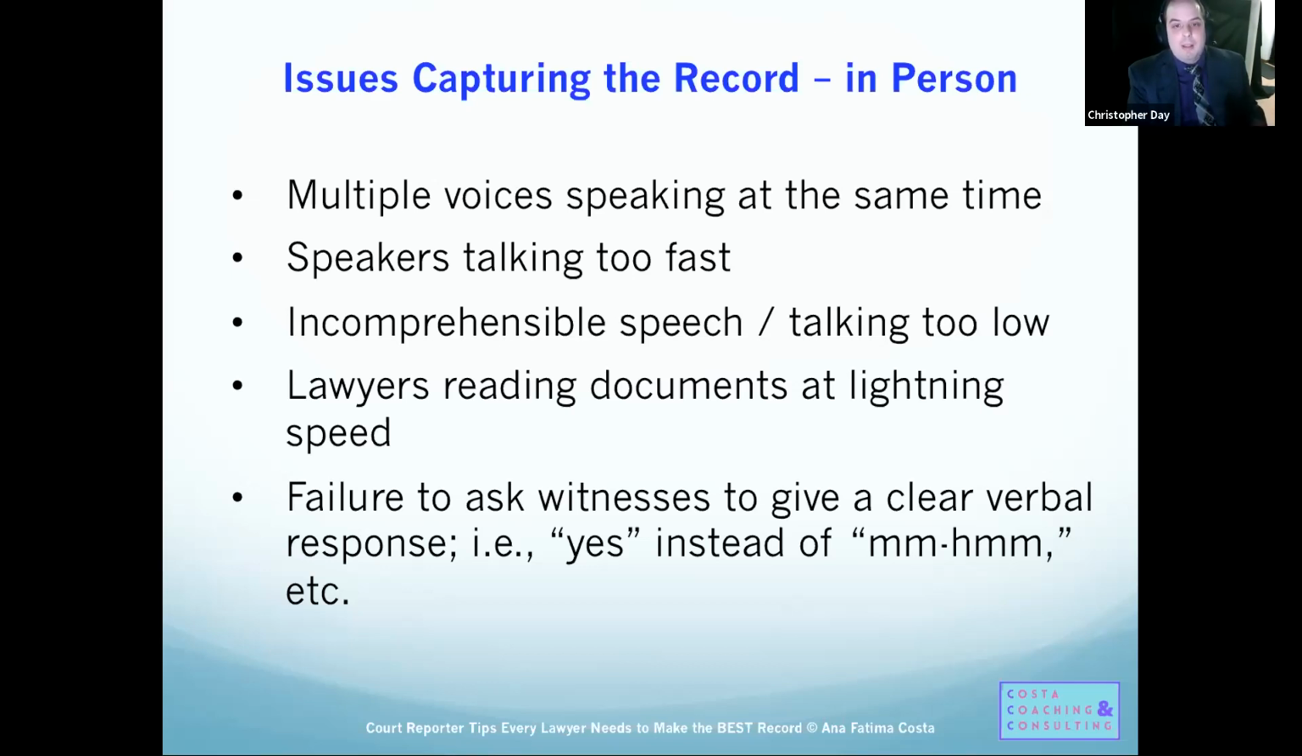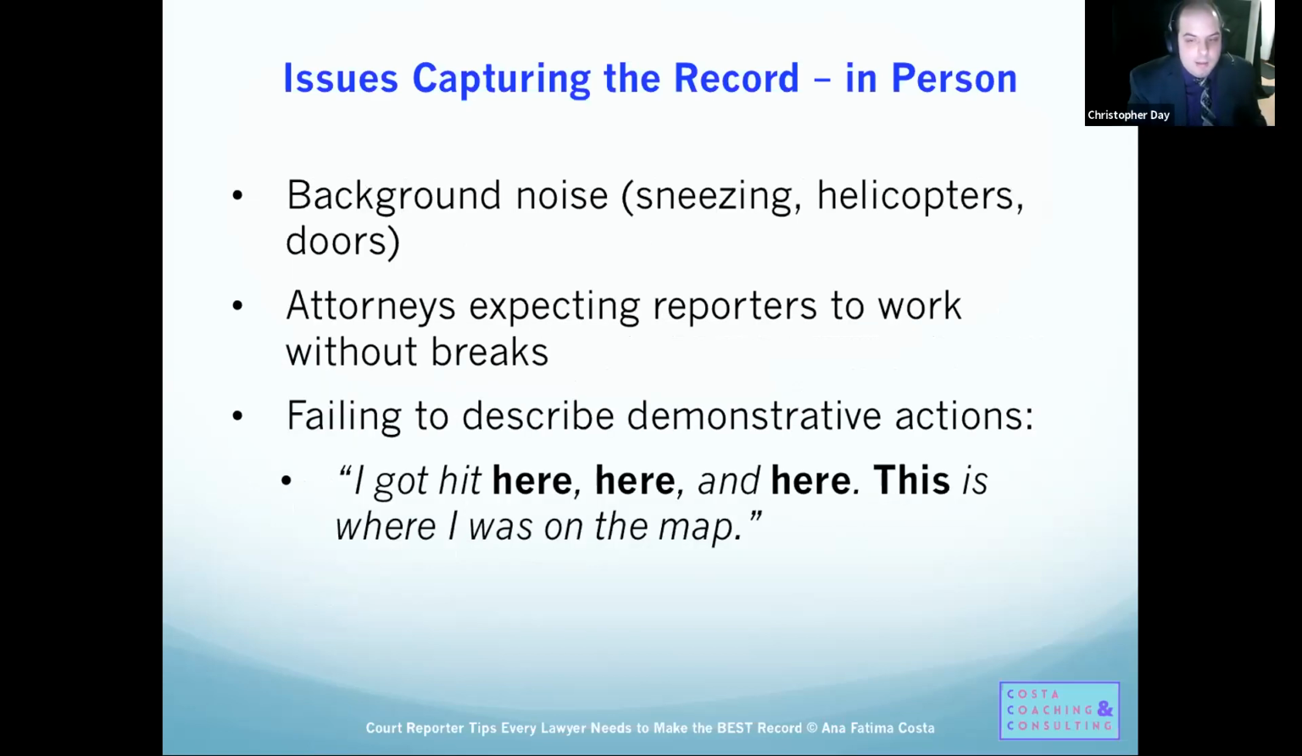Also, ask people to give clear answers, because if you get something unclear, it can make the record very unclear. And so everybody in the room will know what happened, but it can be unclear when people go back to read it. And someone else from your firm who wasn't at the deposition or the trial or whatever it is might not understand. Next slide.